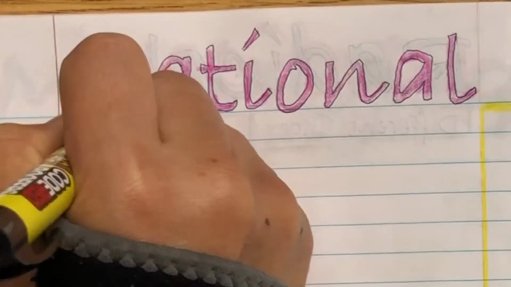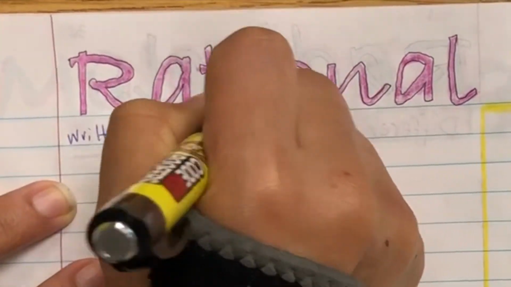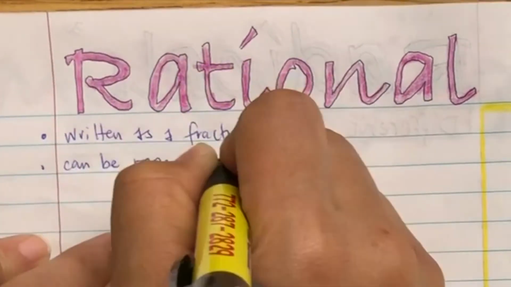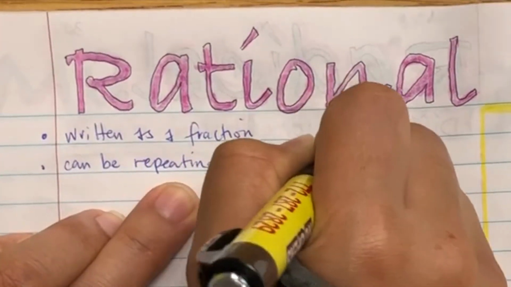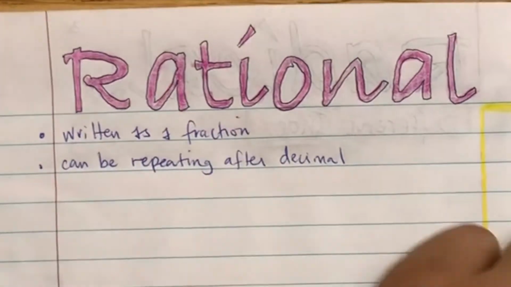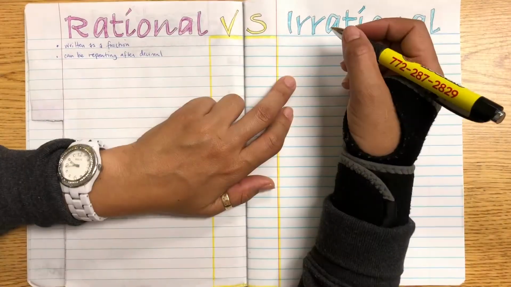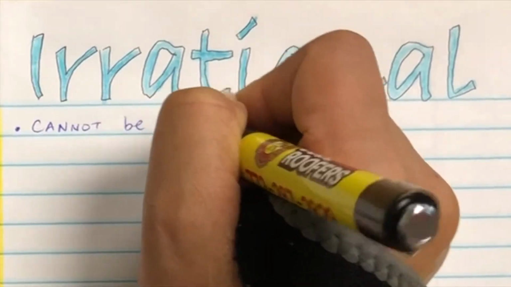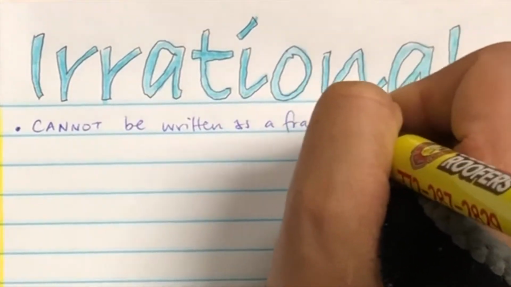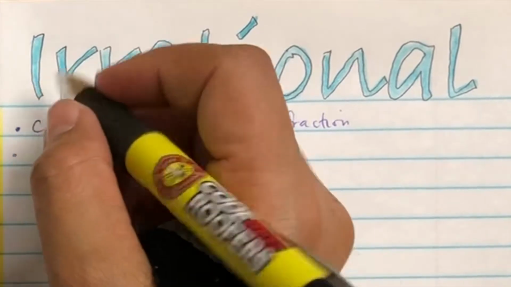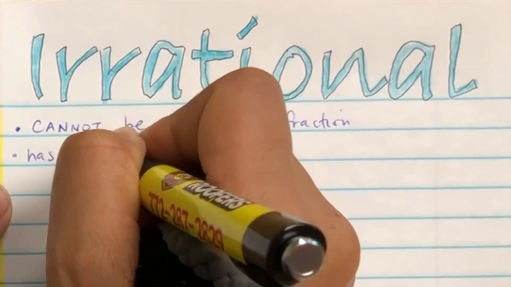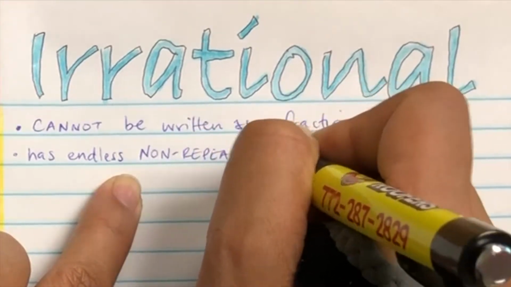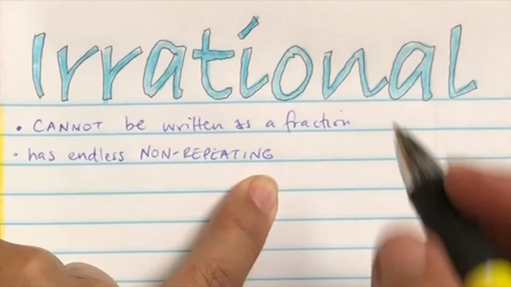Rational numbers can be written as a fraction. Rational numbers can be a decimal as long as the numbers are repeating after the decimal. So let's look at irrational. Irrational numbers cannot be written as a fraction. This is a listening check. Underline the word cannot. And irrational numbers have endless non-repeating numbers after the decimal. In other words, all the numbers after the decimal are different.